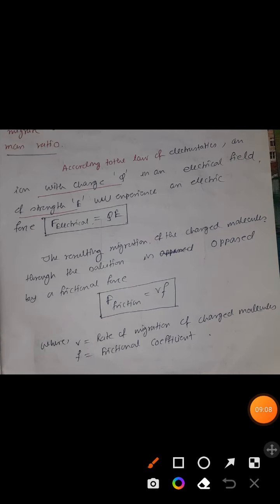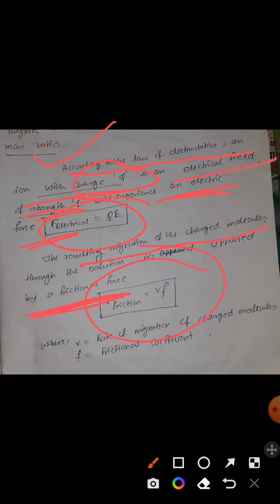So that is what I have written here: according to the law of electrostatics, an ion with a charge Q, that means Q is the charge acting on the ion in an electrical field of strength E, will experience an electrical force that is QE. The resulting migration of the charged molecule through the solution is opposed by a frictional force, that is Vf. V here is the rate of migration of the charged molecule, and f is the frictional coefficient. The frictional coefficient, which I have discussed with you, depends on the size and shape of the migrating molecule and the viscosity of the medium.